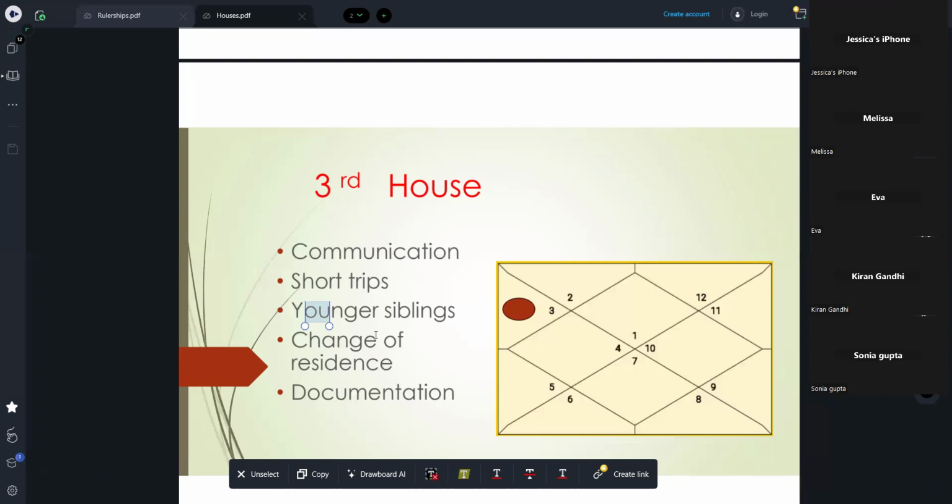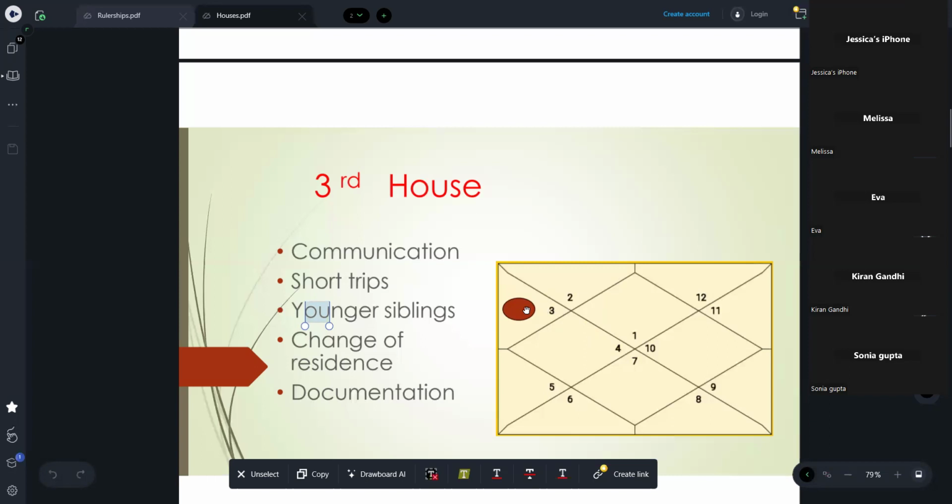The reason it shows change of residence, there's a point I want to tell you guys before we proceed, is that the 12th house, the house prior to any house, so the third house is the house prior to the fourth house, technically, right? If you count from the fourth house, the third house becomes the 12th house from the fourth house. If you do the math, if you start counting from here, 1, 2, 3, 4 onwards, you'll get to the third house being the 12th house.